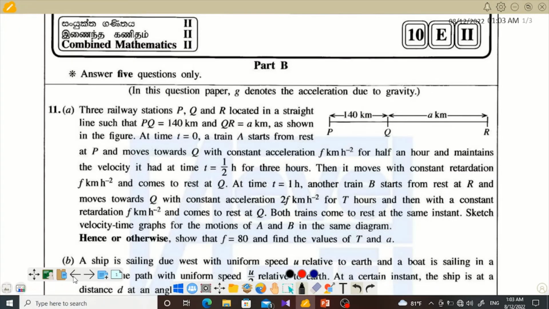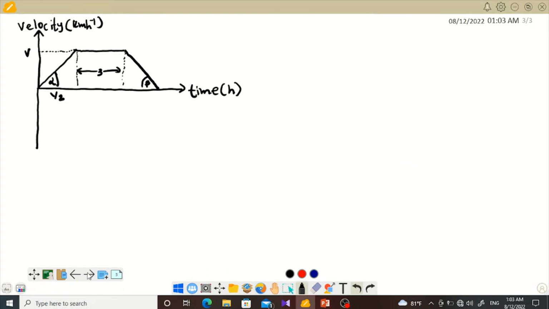At time t equals 1 hour, another train B starts from rest at R and moves towards Q with constant acceleration 2f for t hours, and then with constant retardation f and comes to rest at Q. Both trains come to rest at the same instant. So we have to draw the velocity graph for train B.